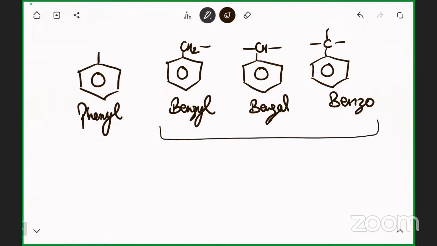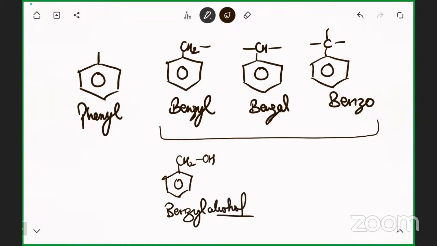Okay. Clear? Yes, sir. You have to remember that if one CH2 with one valency empty, then benzyl; two valencies, benzylidene; three valencies, benzo. You can add anything to that position. For example, I'm writing benzene, then CH2 and OH. Now it is known as benzyl alcohol, because the empty vacancy is occupied by OH. So you can do something like this.